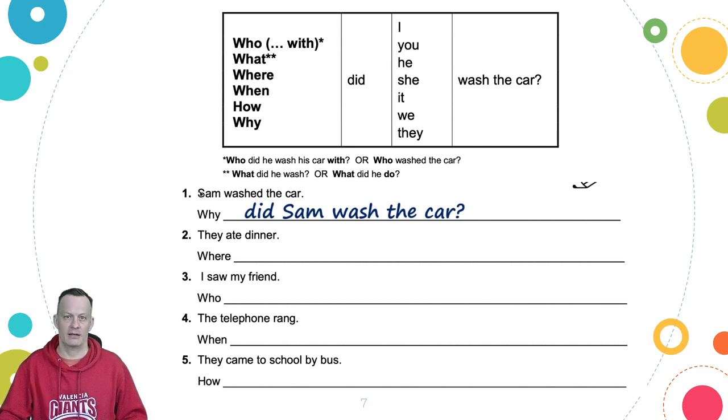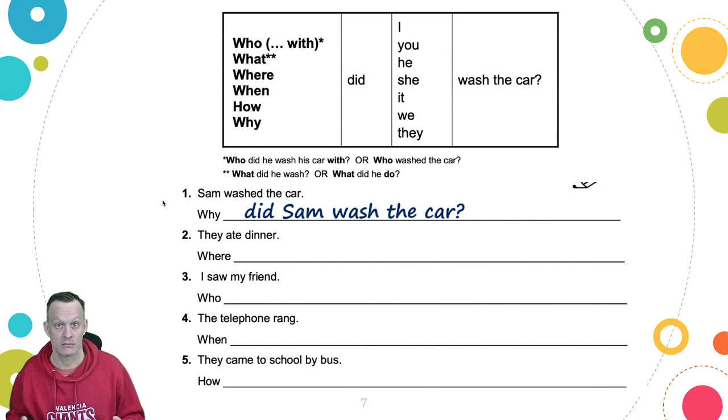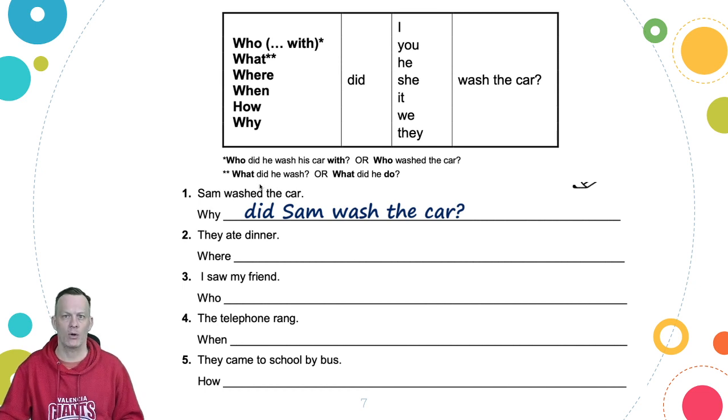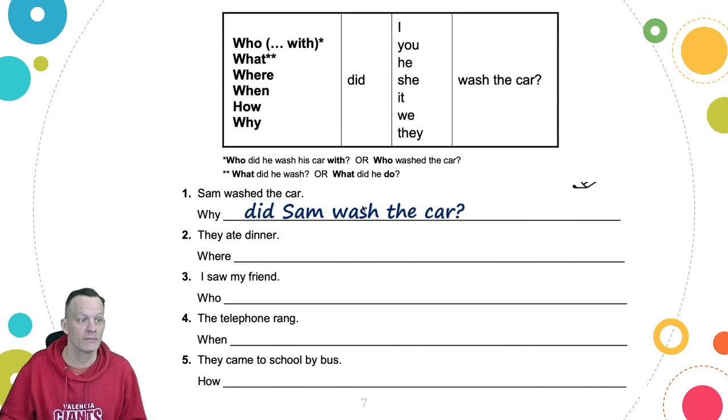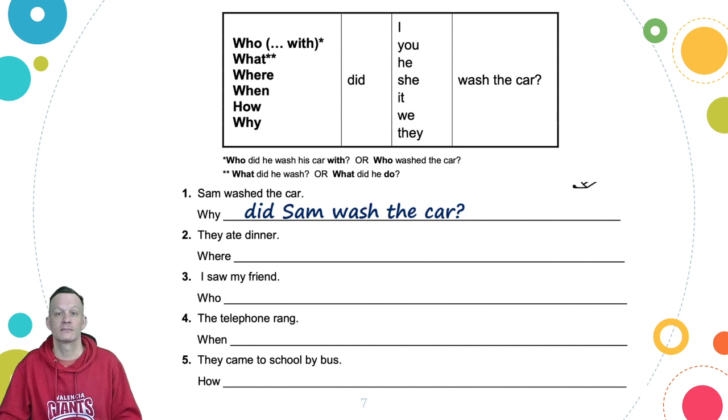So let's look at the example, and do some of our own questions. Sam washed the car. Past simple. The verb ends with ed. That's all perfect. So why? Why did Sam wash the car? Here we have did. Sam is the subject. Wash the car. Why did Sam, he, wash the car?